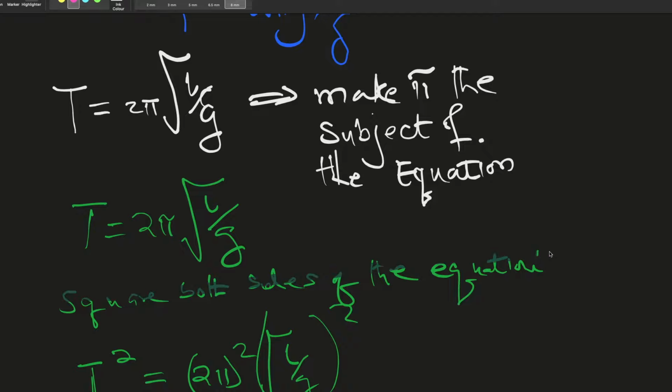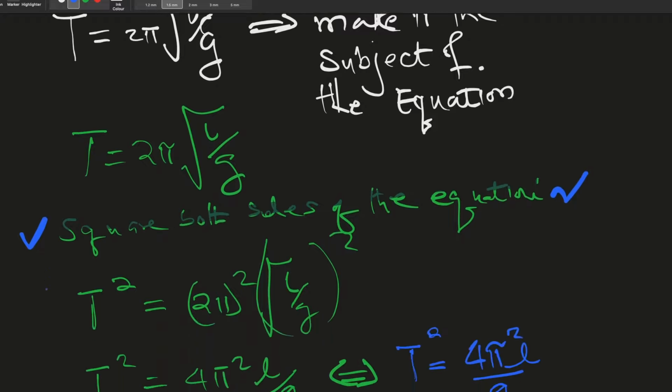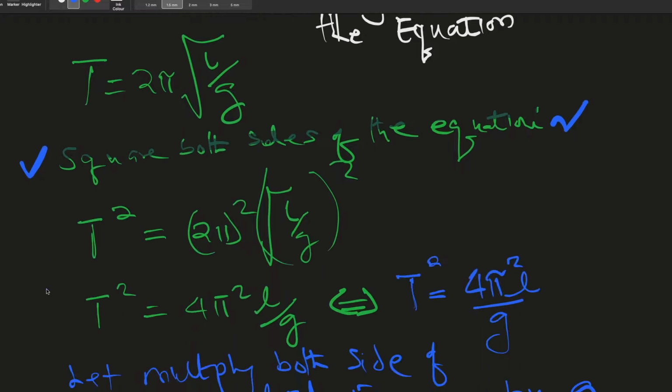Okay, we square both sides of the equation. So our equation, this and that, becomes the equation, the square both sides. And after that, we square both sides of this equation.